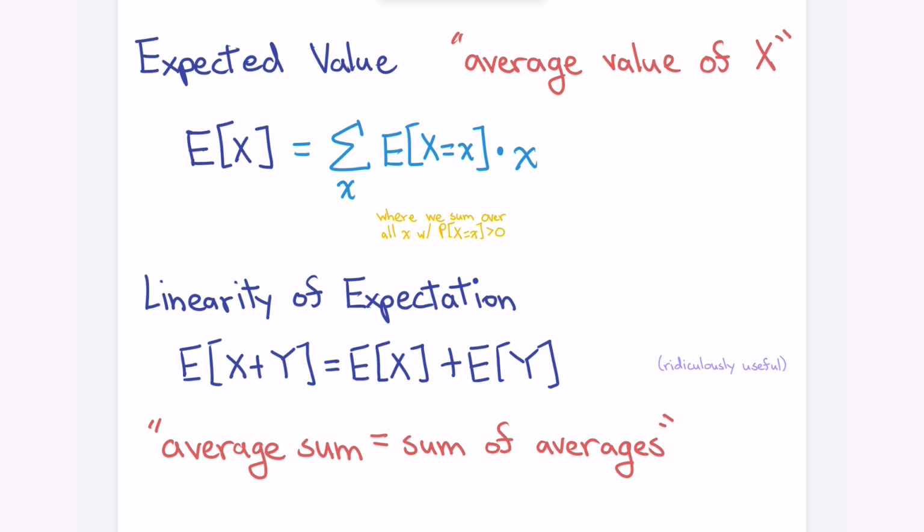So for us, x plus y, there's going to be a lot of random variables here. It's going to be more than just 2. If you can do 2, you can do 3, you can do 4, you can do 5.